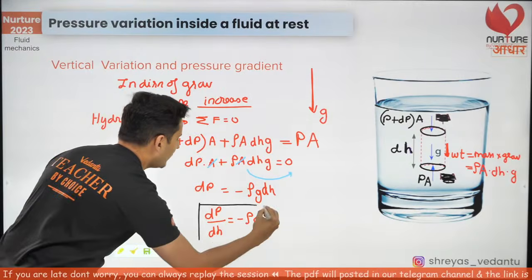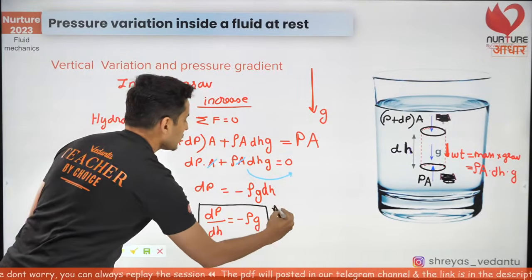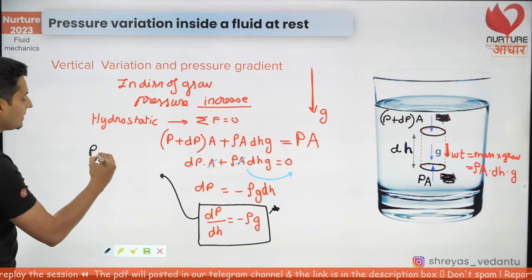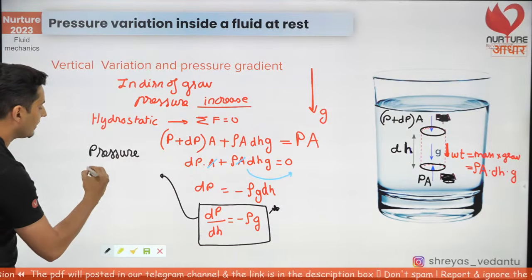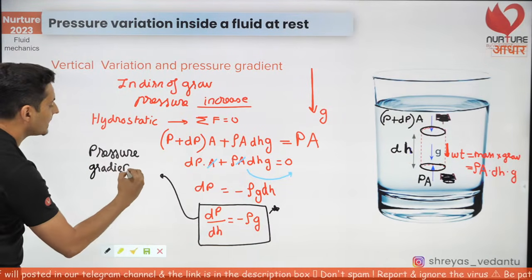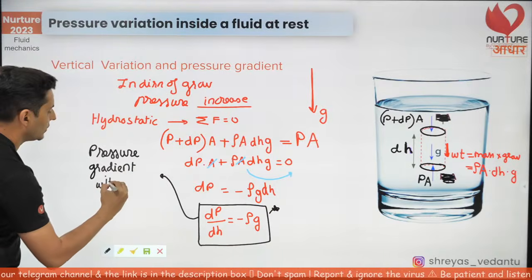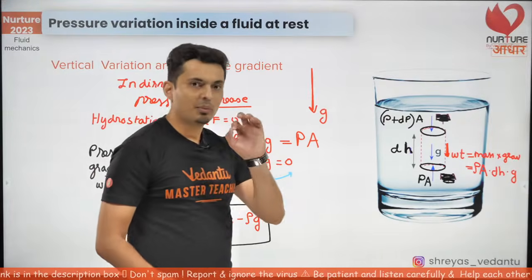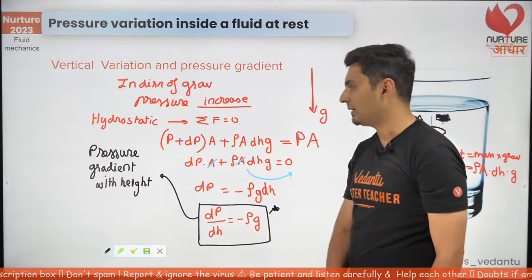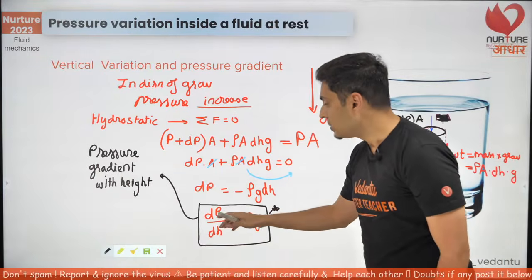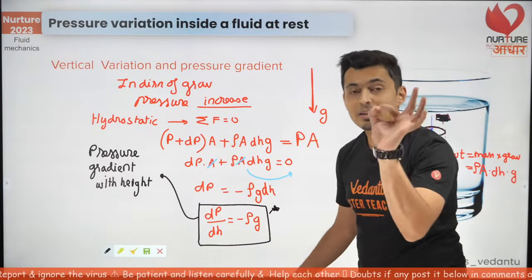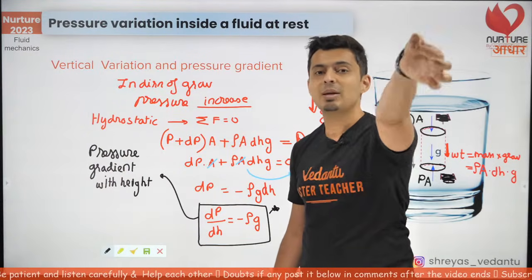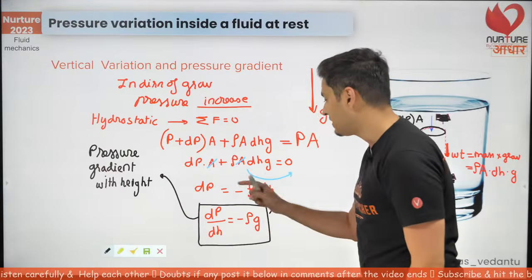Now this is a very important relationship which you should know. What is this dP by dH? This is called the pressure gradient with height. This is the most important formula, pressure gradient with height. What does this mean? It tells you the rate of change of pressure. dP is the change in pressure with respect to height. If my height changes by 1 centimeter, how much does my pressure change by? That comes out to be minus rho g.